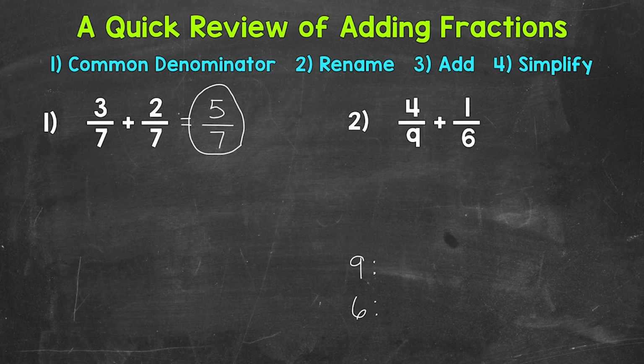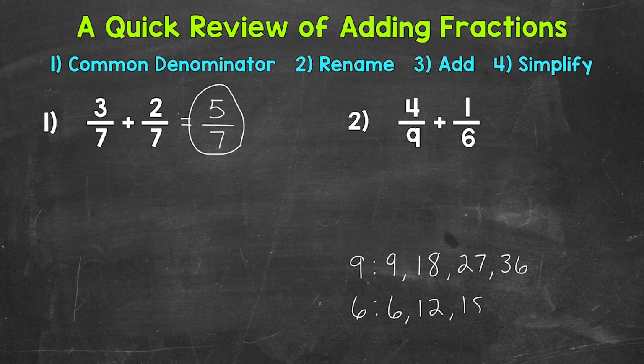So let's write out 4 multiples of 9. So 9, 18, 27, 36. Let's write out 4 multiples of 6, and then see if we have any in common. So 6, 12, 18, 24. It looks like we have 18 in common here. And that's going to be our least common multiple. We're going to use that for our common denominator.